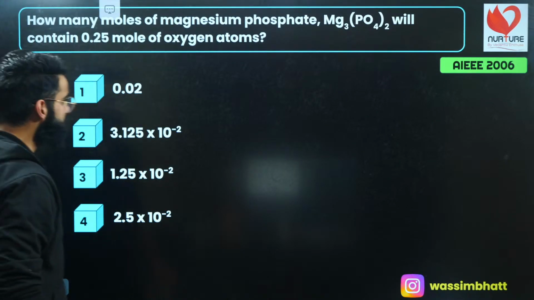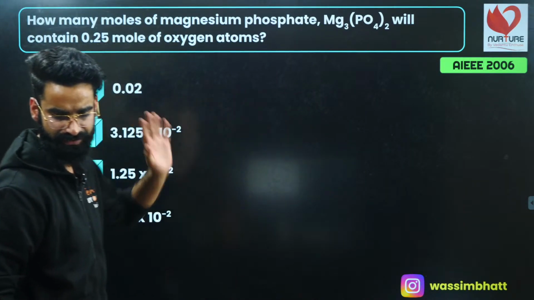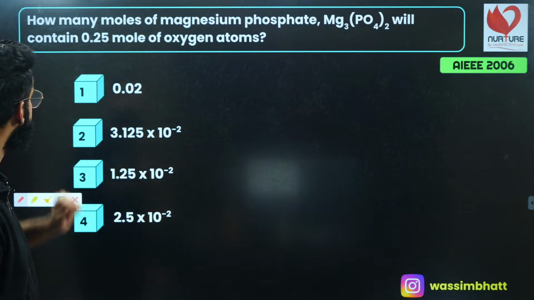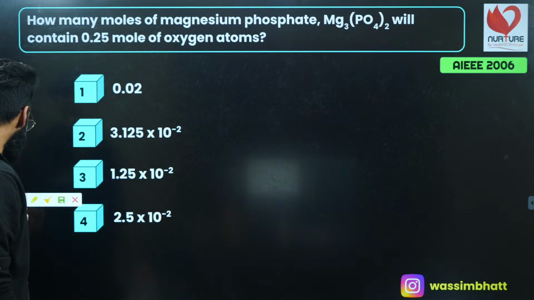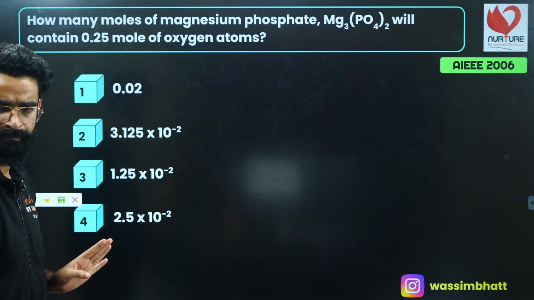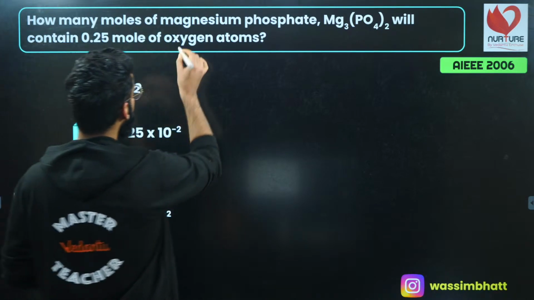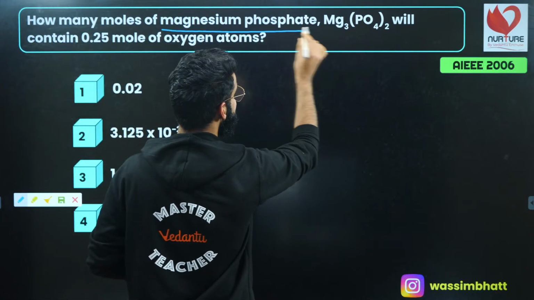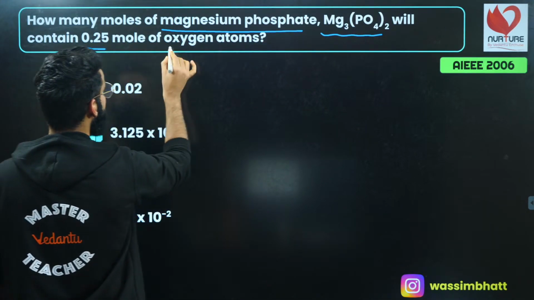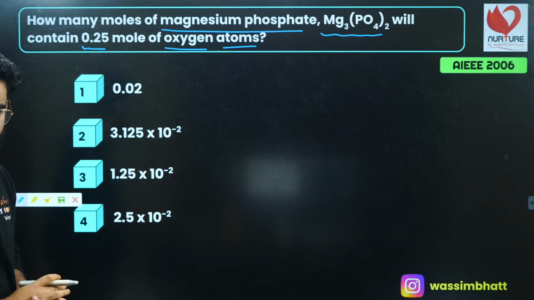The question was asked in AIEEE 2006, that means JEE Mains 2006. See what the question says. It's a very simple question, provided you understand the language of the question. How many moles of magnesium phosphate, that is Mg3(PO4)2, will contain 0.25 moles of oxygen atoms? That's something we need to calculate, right?